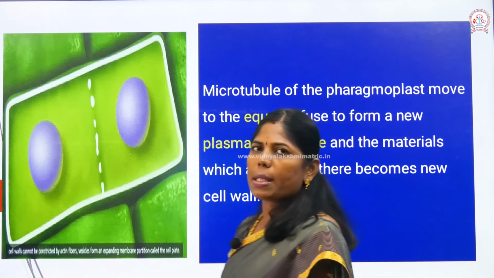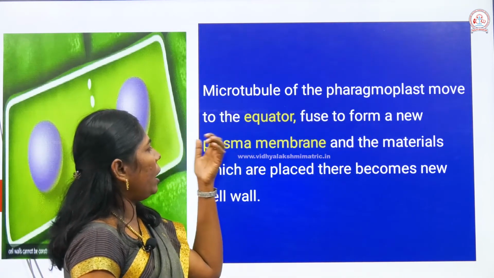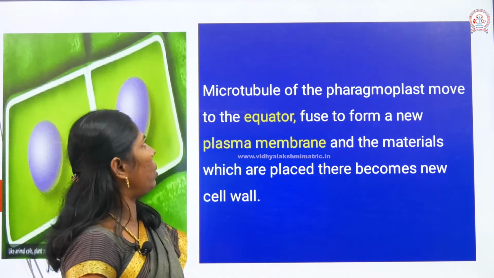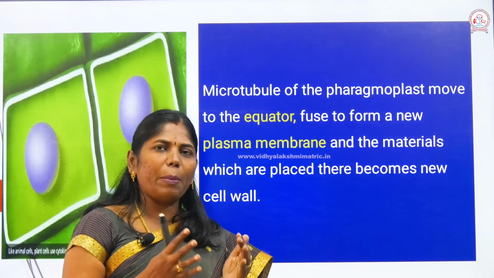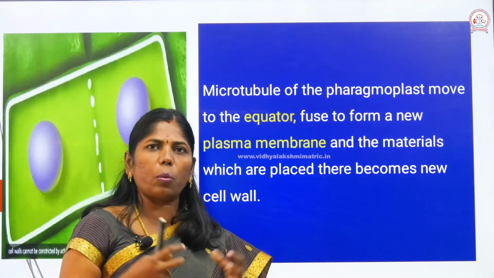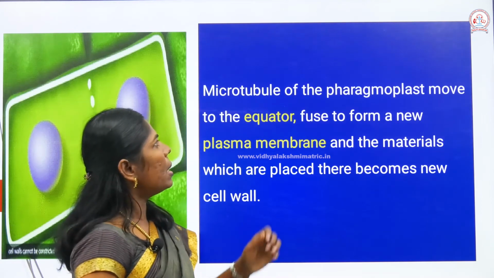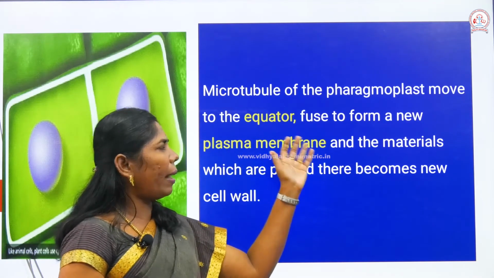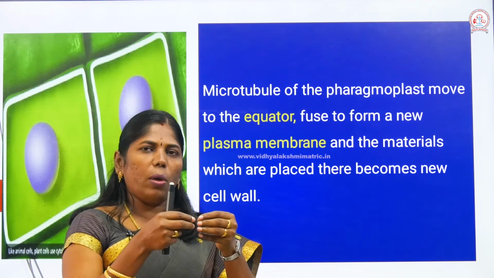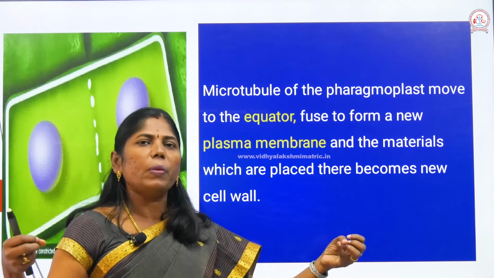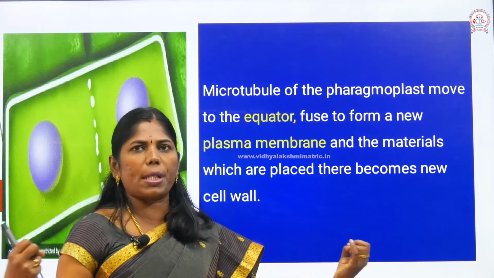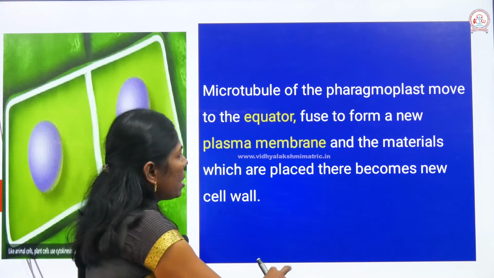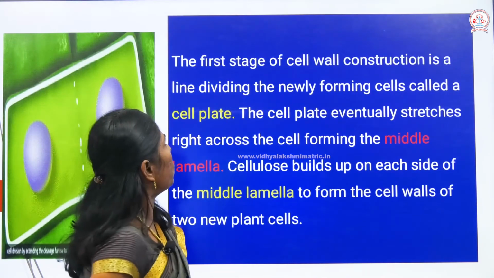So the microtubules of the phragmoplast move to the equator, fuse to form a new plasma membrane, and the materials placed there become a new cell wall. Okay, so what are microtubules? We already said earlier, microtubules are used for the separation of the chromosomes, because they give rise to the spindle fibers. After the phragmoplast, the microtubules move towards the equator. Then from the equator, from the center to the periphery, they have to form. And the materials placed there become a new cell wall. So new cells form.